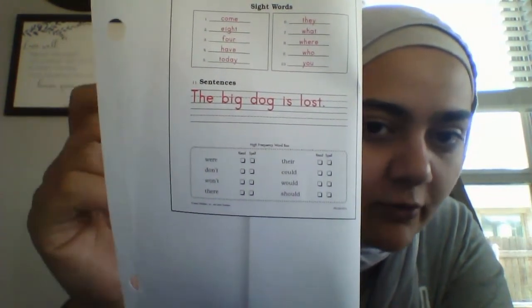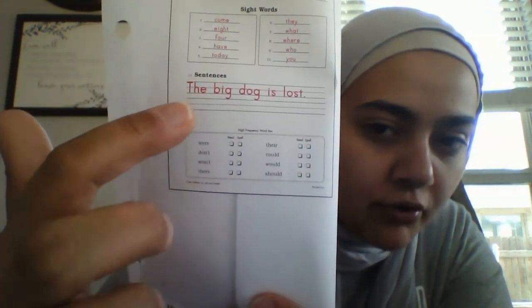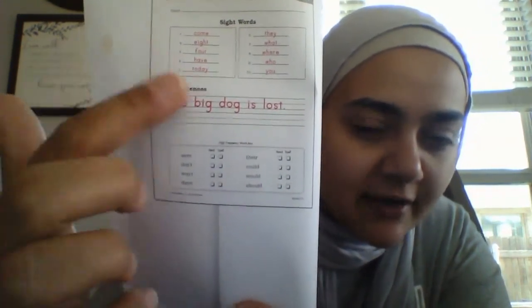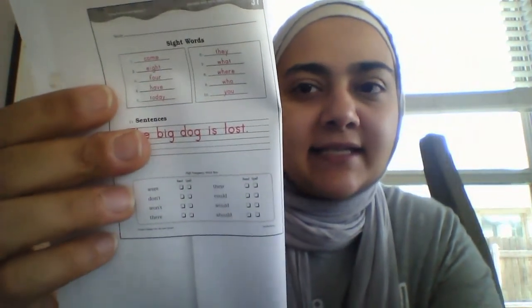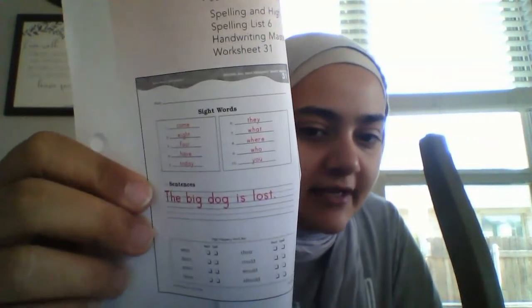Come, ate, for, have, today, they, what, where, who, and you. You're going to use those 10 words to write 10 sentences on the back. If you want, you can use more than one word in a sentence, okay? So we have 1, 2, 3, 4, 5, 6, 7, 8. Actually, you only have 8 lines. How about this? 8 sentences, okay? So choose 8 of these words. Yes, there's 10. Choose 8 of them.